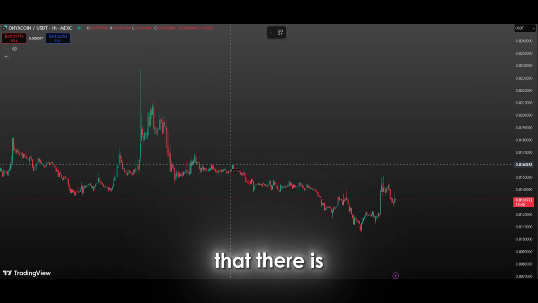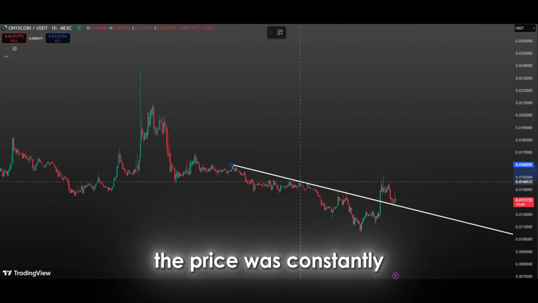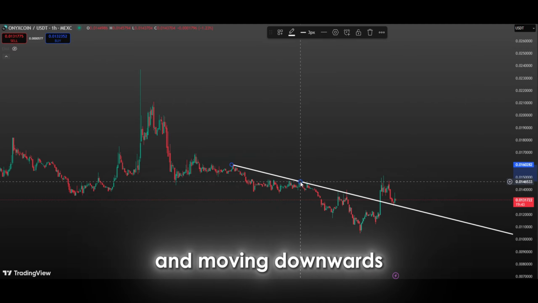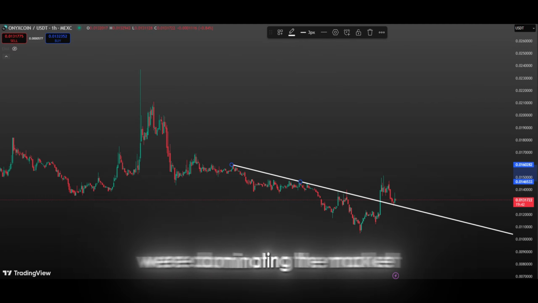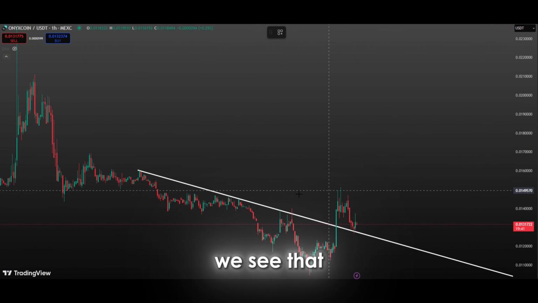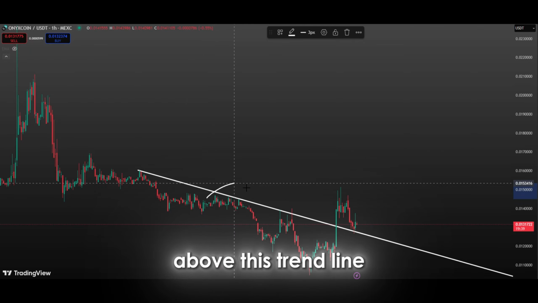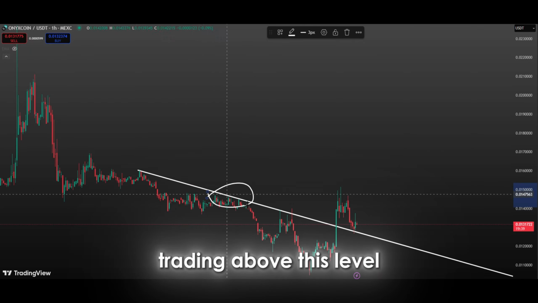First of all, we can see that there is a clear downtrend on the chart. This downtrend was indicating that the price was constantly making lower highs and moving downwards, and that sellers were dominating the market. But when we look at the recent price action, we see that this downtrend has now been broken. That is, the price has moved above this trend line and is now trading above this level.